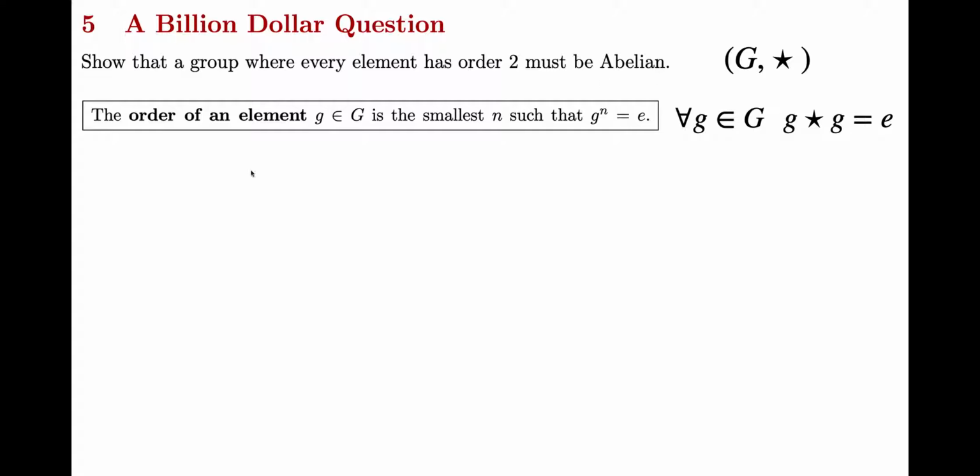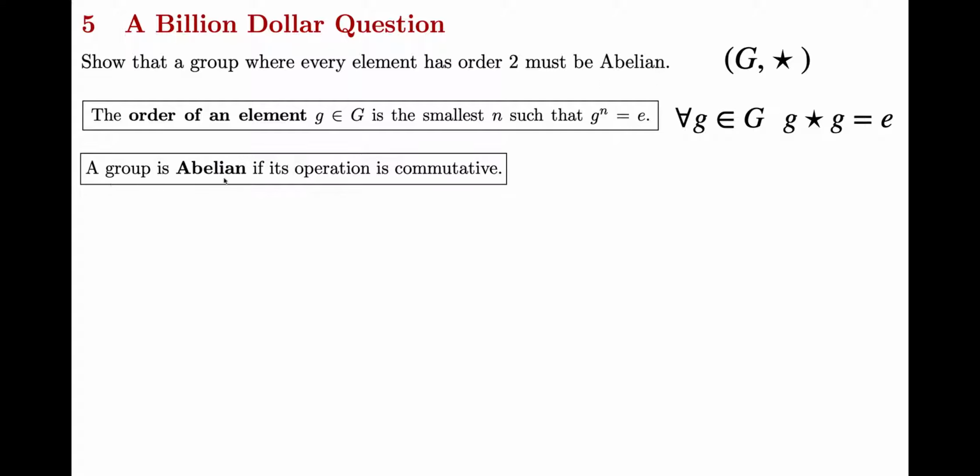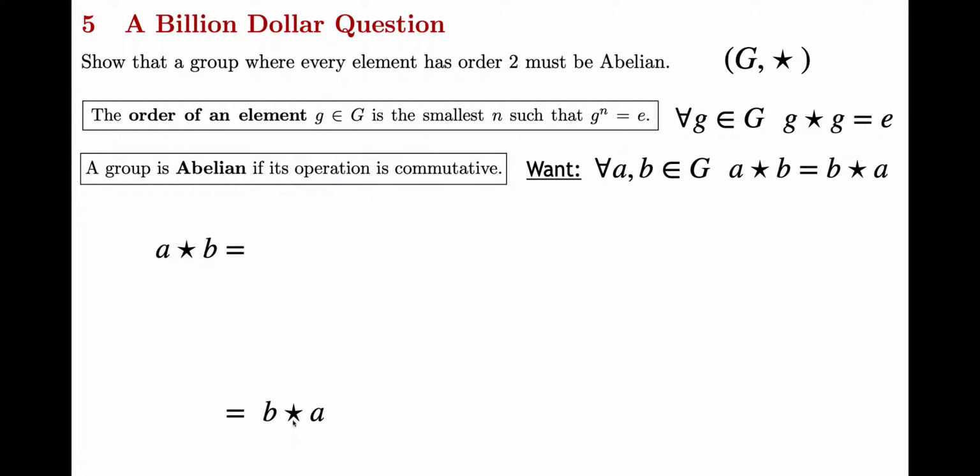Let's recall the definition. A group is abelian if its operation is commutative. So what we really want to show is that if you take any pair of elements from our group, A and B, then A star B is equal to B star A. We can do this by starting off with A star B, doing some manipulation using the fact that the order is 2 for every single element, and ending up with B star A. I encourage you to pause here and try to figure out what these middle steps will be on your own.